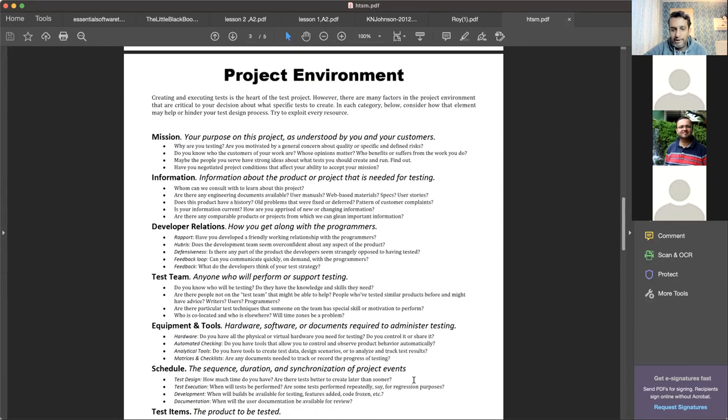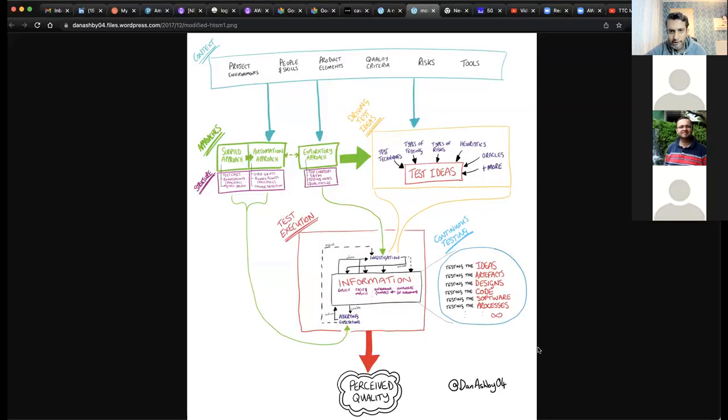Now, talking about this, let me go over and try to share the model which I was talking about from Dan Ashby, just to give you an idea of what he did with the heuristic test strategy model. And this is quite interesting. So you can still see my screen, right? Yes. Yeah, Brajesh, we can see your screen.